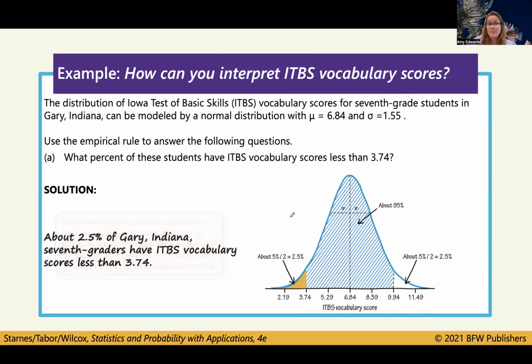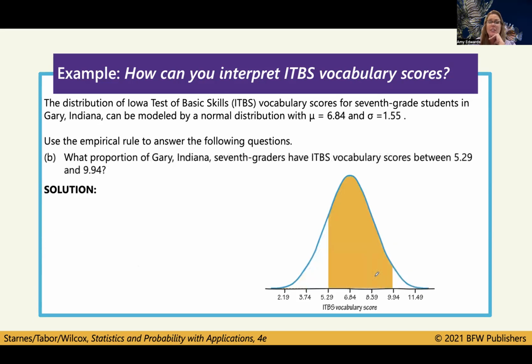Okay. You see how we did that? You got to know that this is 95%. Subtract that from 100%, but then you got to remember it's both of these two tails here, so we got to divide by 2. Okay, and that's not bad. 2.5% of the students falling below, it's a pretty decent number.